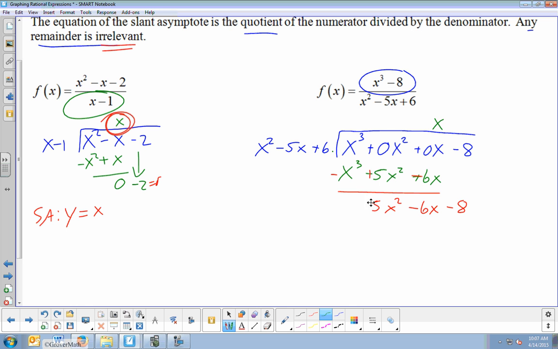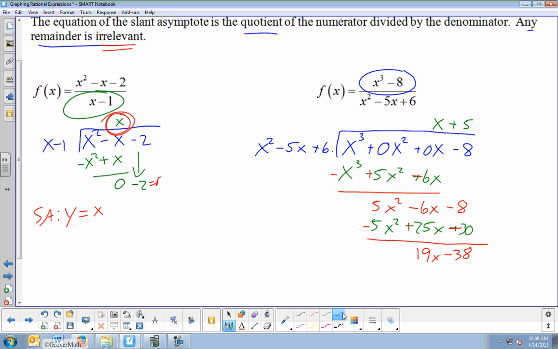Now, I can keep dividing because I have an x squared that can be divided by an x squared. So 5x squared divided by x squared is 5. So plus 5. Distribute that 5 throughout. Gives me 5x squared minus 25x plus 30. And what I'm doing is I'm distributing that 5 by all three of these terms. Change the signs. Down here, change, change, change. What's left? Cancels. Negative 6, positive 25 is 19x. And negative 8, negative 30 is minus 38.